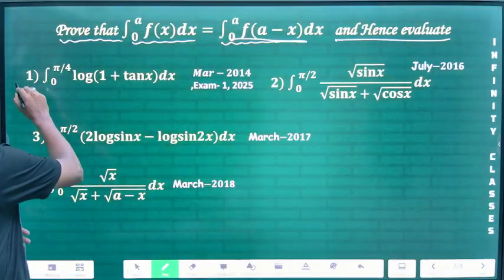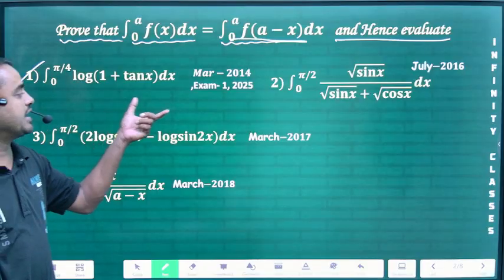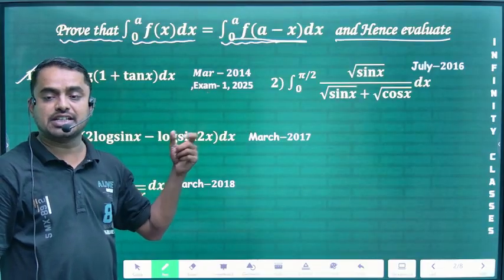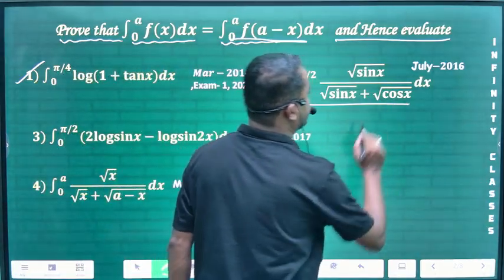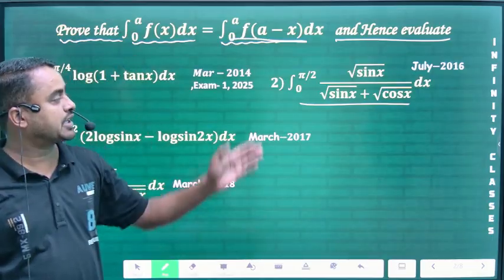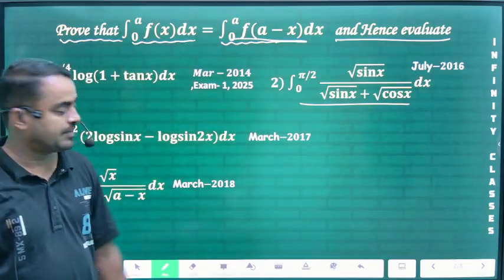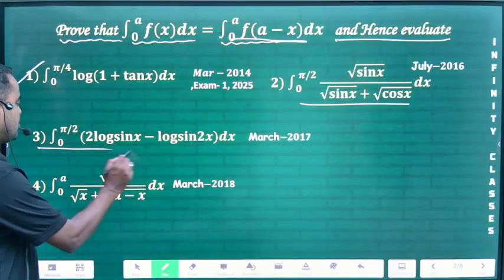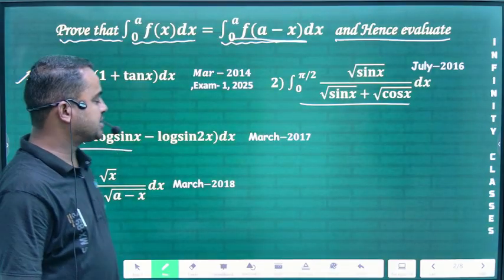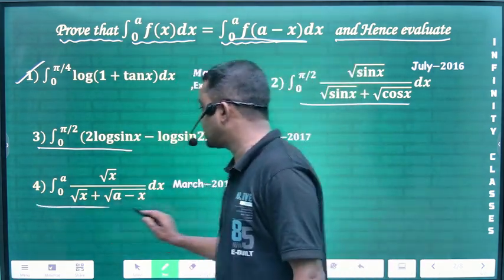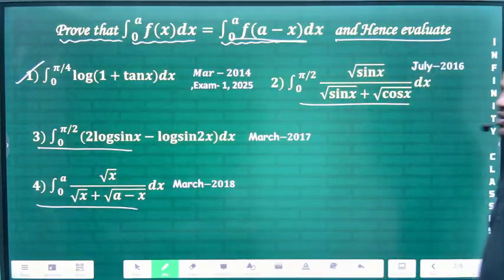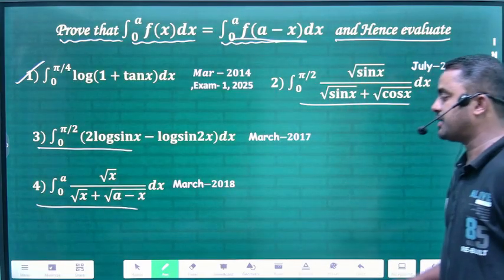First problem: integral 0 to π/4 log(1 plus tan x), March 14 and exam 1 2025. And integral 0 to π/2 root sin x divided by root sin x plus root cos x, July 2016. Next, third problem: 0 to π/2 of 2 log sin x minus log sin 2x, March 2017. And the fourth problem: 0 to a of root of x plus root of a minus x dx, March 2018.